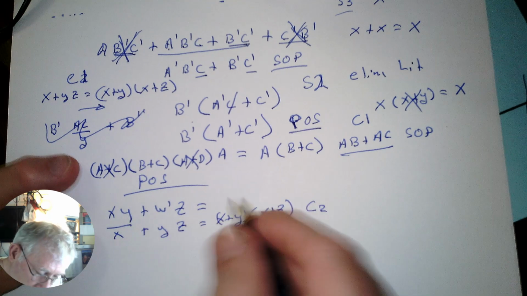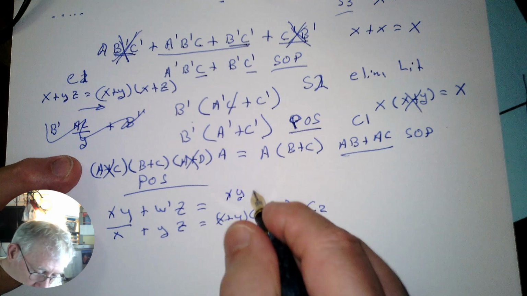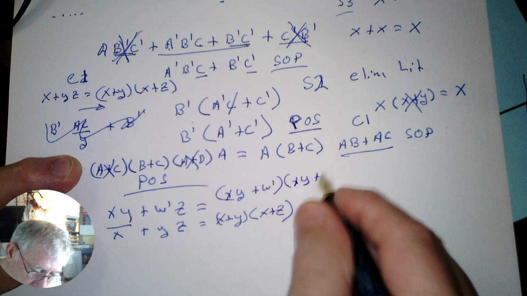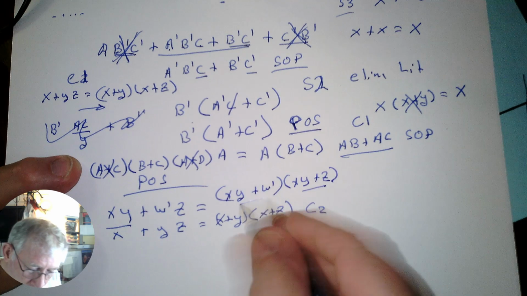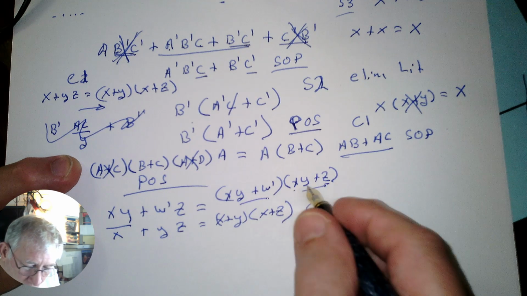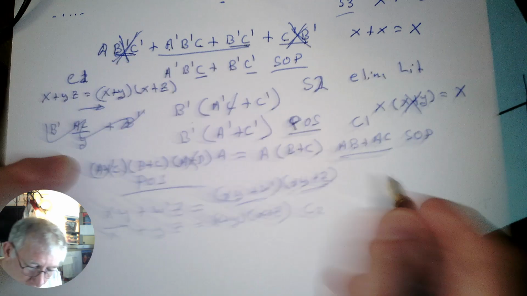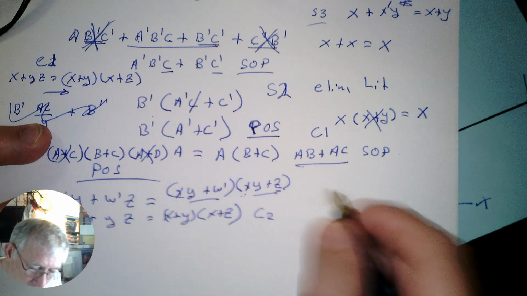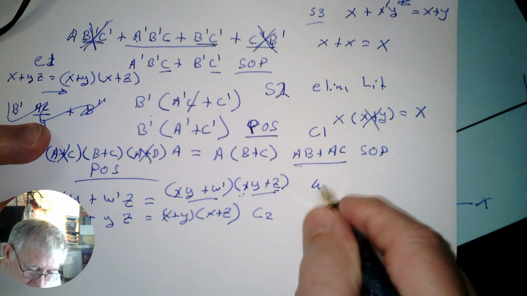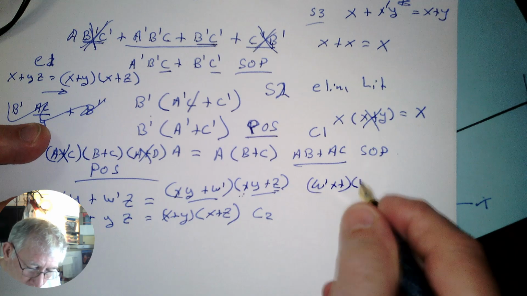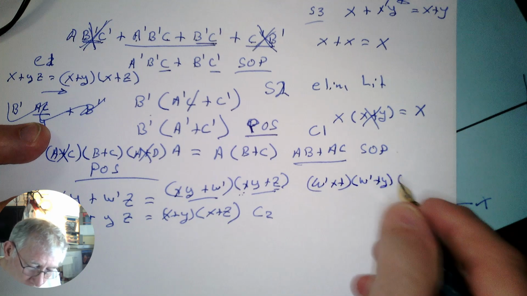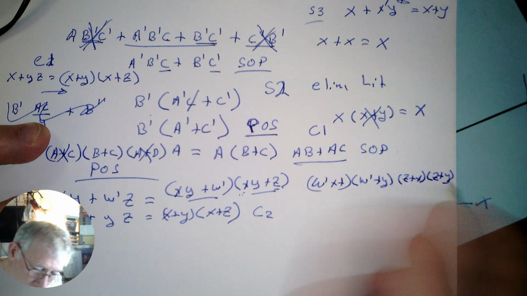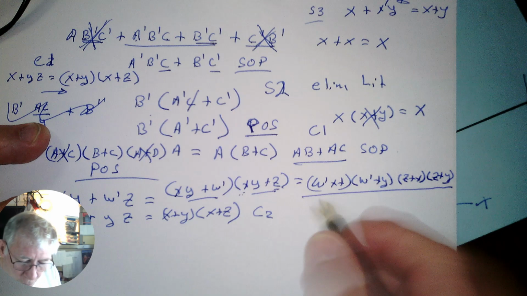So this gives us xy plus w prime quantity times xy plus z. Now we can use this C2 again in here. Let z be x and xy be yz. And then same thing here, let w prime be x and xy be yz. And we just get w prime plus x quantity times w prime plus y quantity times z plus x quantity times z plus y. And that's the final answer, four terms.